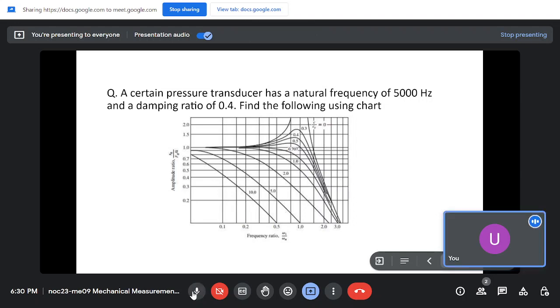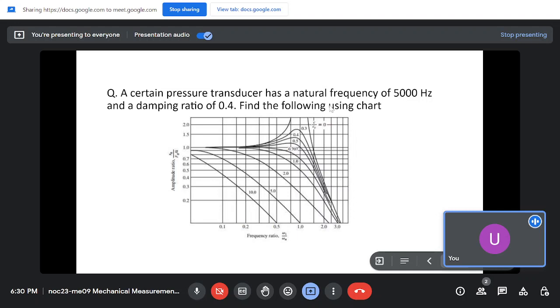So we will see how to solve this problem. We have the chart given for the second order system, and we know that the natural frequency is 5000 hertz and the damping ratio is 0.4. So we have to use the 0.4 curve which is provided, which is the third curve. The starting one is C by Cc is 0, which is the undamped system, and then we have 0.3 and then 0.4. So you have to use that curve for this problem.